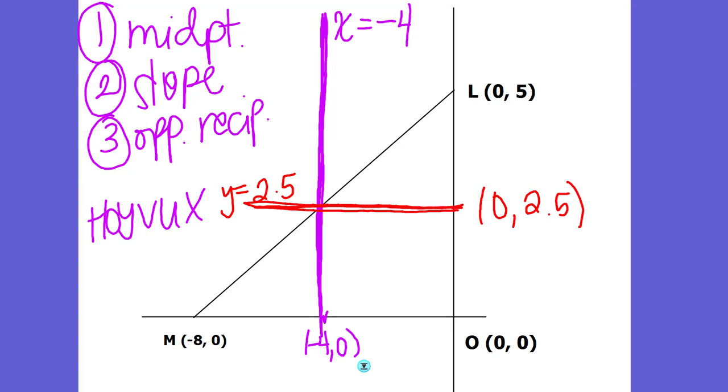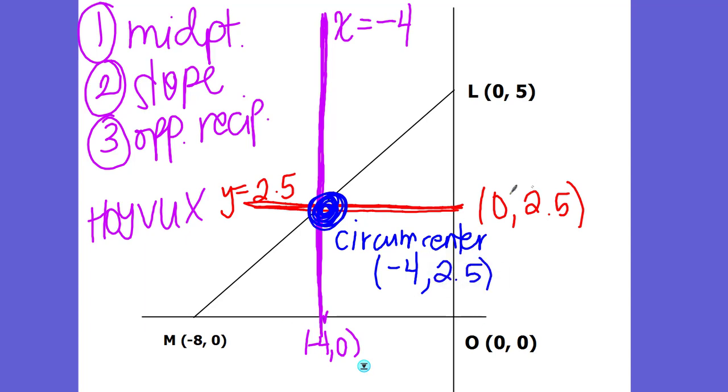Those two perpendicular bisectors are going to intersect at this point right here. That's our circumcenter. It's where the perpendicular bisectors intersect. Actually, there are 3 perpendicular bisectors. The circumcenter is going to be at x is negative 4 and y is 2.5. So essentially what I'm doing is finding the midpoints of those two sides of the triangle, and this midpoint is the x coordinate and this midpoint is the y coordinate of that circumcenter. So I'm finding where those two perpendicular bisectors intersect.